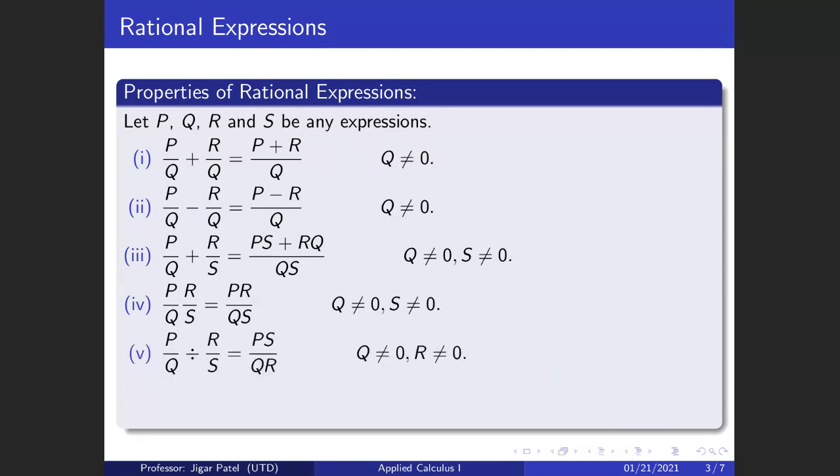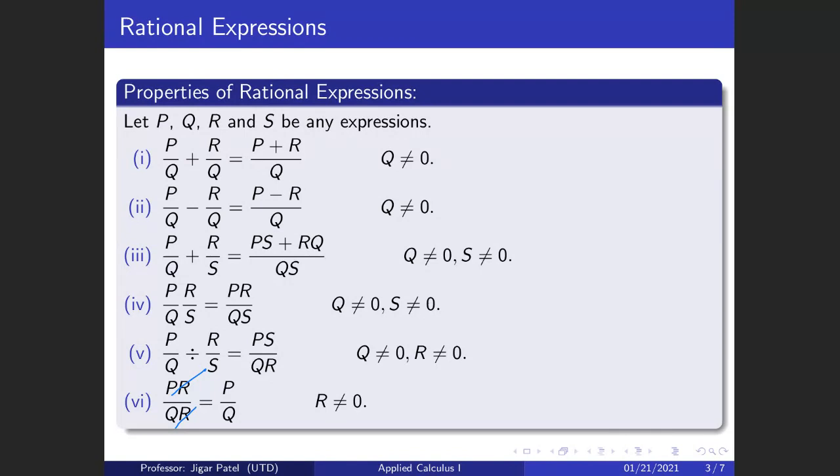Division is also simple. P over Q divided by R over S, right? You can convert this division into multiplication by simply multiplying the first rational expression by the reciprocal of the second rational expression, right? So P over Q divided by R over S is really PS over QR. And then last but not least, the property that I just showed you: if you have a common factor between the top and the bottom expression, you can cross it out and simplify it as P over Q.